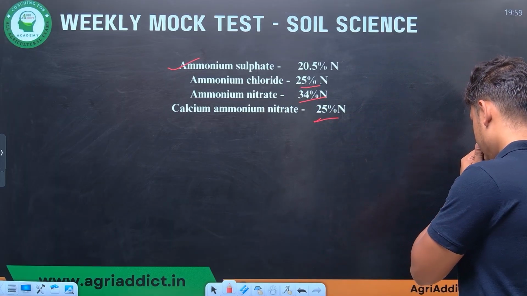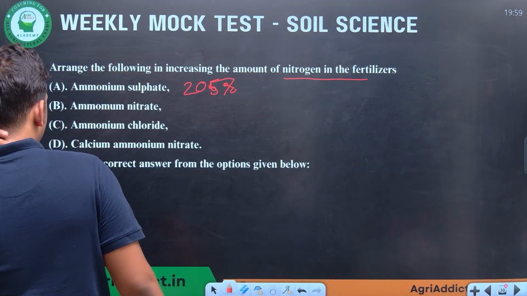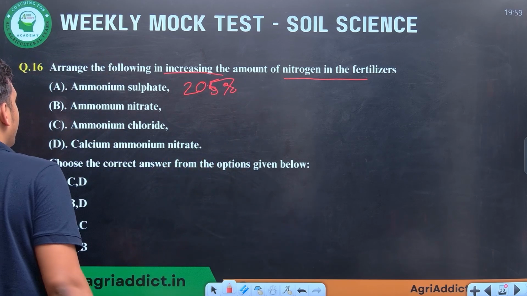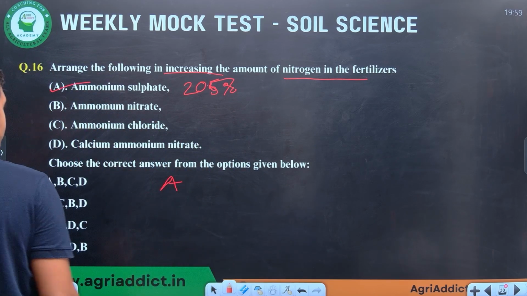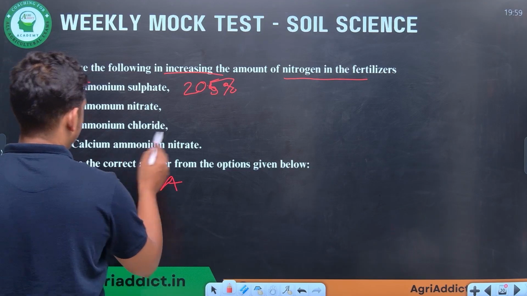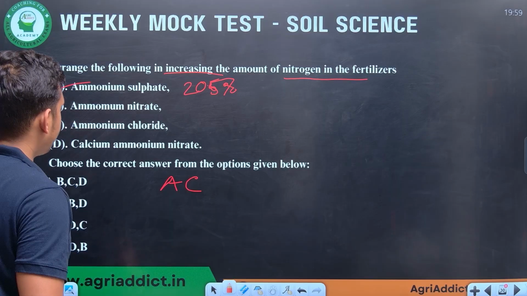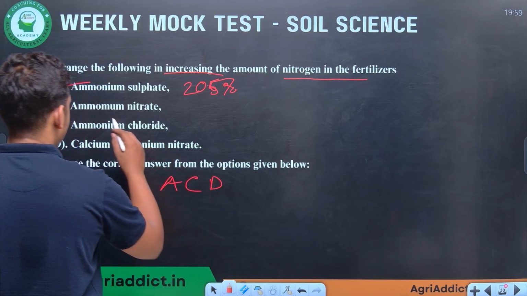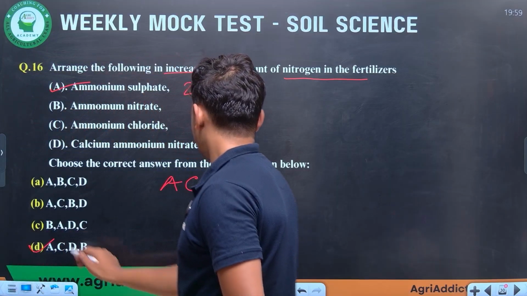By this we can arrange them in increasing order. The lowest is ammonium sulfate, so A will be the first option. Then comes ammonium chloride, so C will be the second option. Then comes calcium ammonium nitrate 25%, so it will be D, and ammonium nitrate, the 34%, is last. So the correct answer will be ACDB.